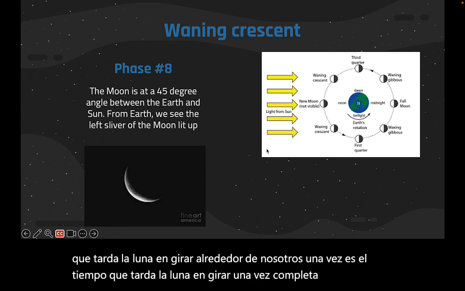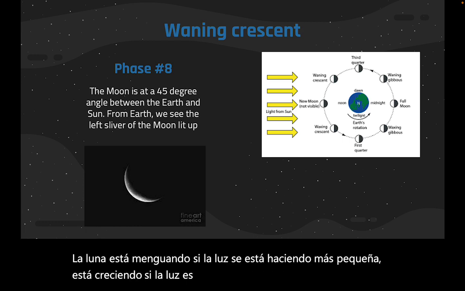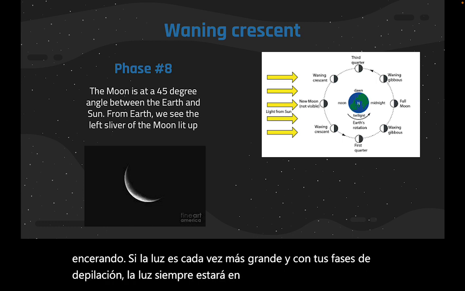The moon is waning if the light is getting smaller. It's waxing if the light is getting bigger. And with your waxing phases, the light will always be on the right side. With waning, the light will be on the left side.